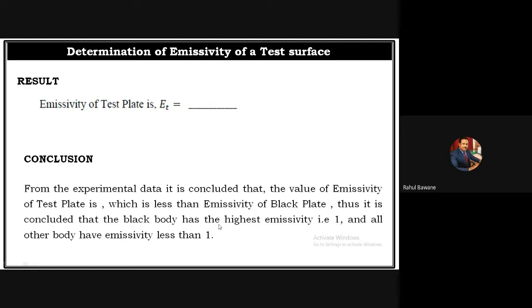Conclusion part. From the experimental data, it is concluded that the value of emissivity of the test plate, whatever the value is, is less than the emissivity of the black plate. Thus, it is concluded that the black body has the highest emissivity, that is 1, and all other bodies have an emissivity less than 1. Actually, you can replace the test plate with different ones, gray, white, or shiny, and you can conclude that for any body other than black, the emissivity always comes lesser than 1.